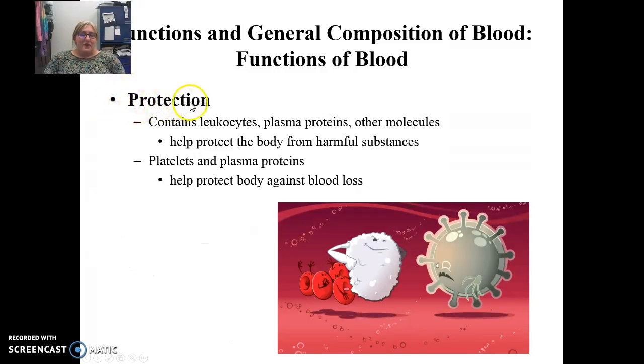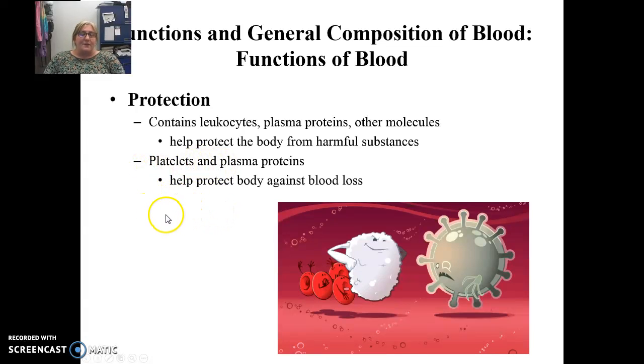The last major function is protection, and so I put this cute picture here. Here's a white blood cell. Here's some type of a pathogen. Who knows what it is? It could be whatever you want it to be. And there's a bunch of red blood cells that can't defend themselves because their function is to transport nutrients behind him. So white blood cells, or leukocytes, function to protect us from multiple pathogens.